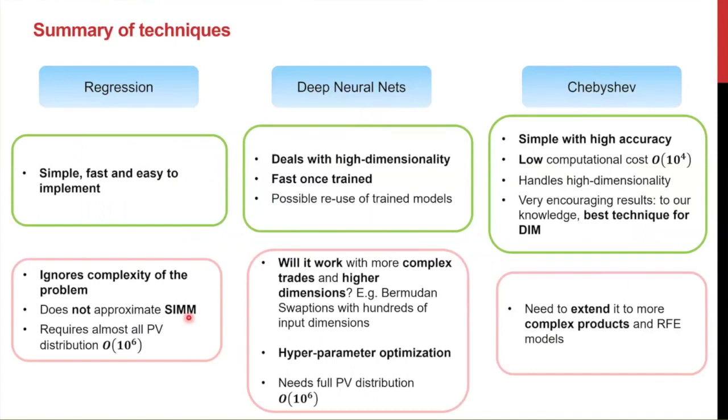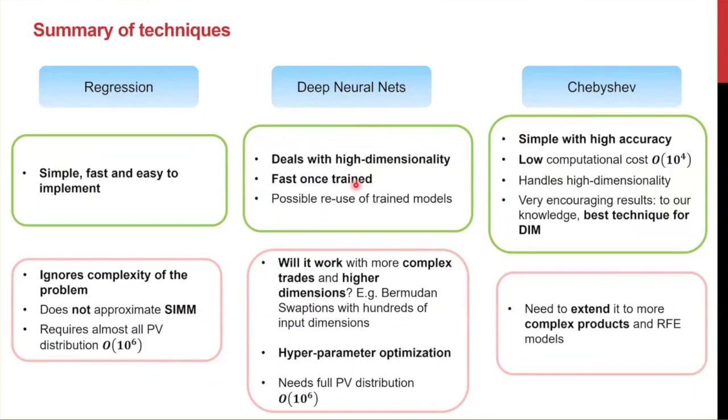In order to be able to apply them, of course, certain assumptions are made, and that comes at a cost, as I mentioned before. And also you need to have anyway a whole distribution of PVs. I'll put that as a negative as well. Deep neural nets. Well, deep neural nets are regressions as well, but more complex ones. So this is good because they can tackle more difficult problems. In particular, they can tackle high dimensionality. They are fast, of course, once trained, and they could possibly be reused once they're trained in future instances, which is something that the paper also covered.